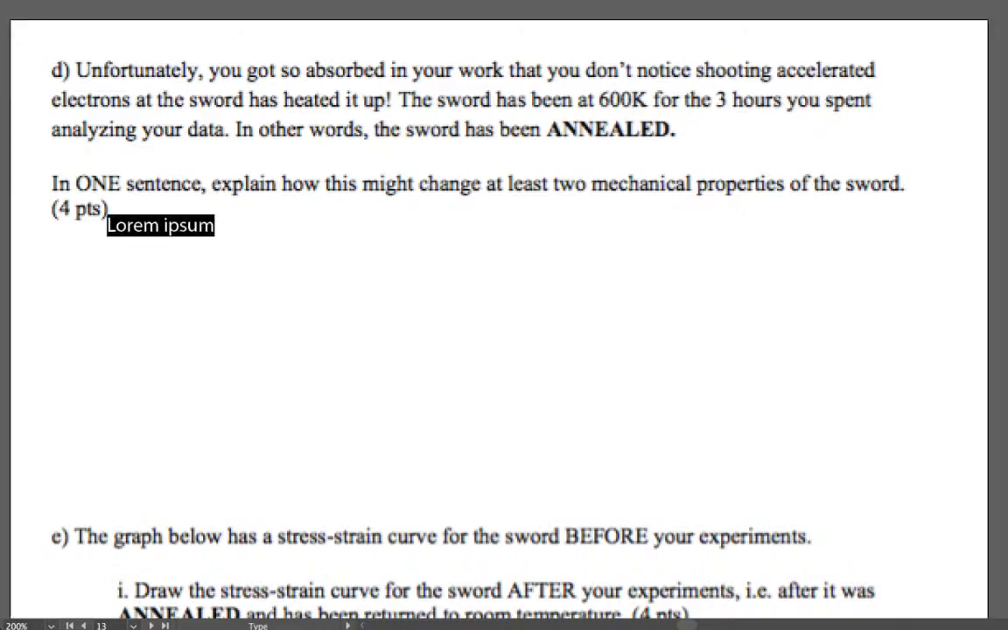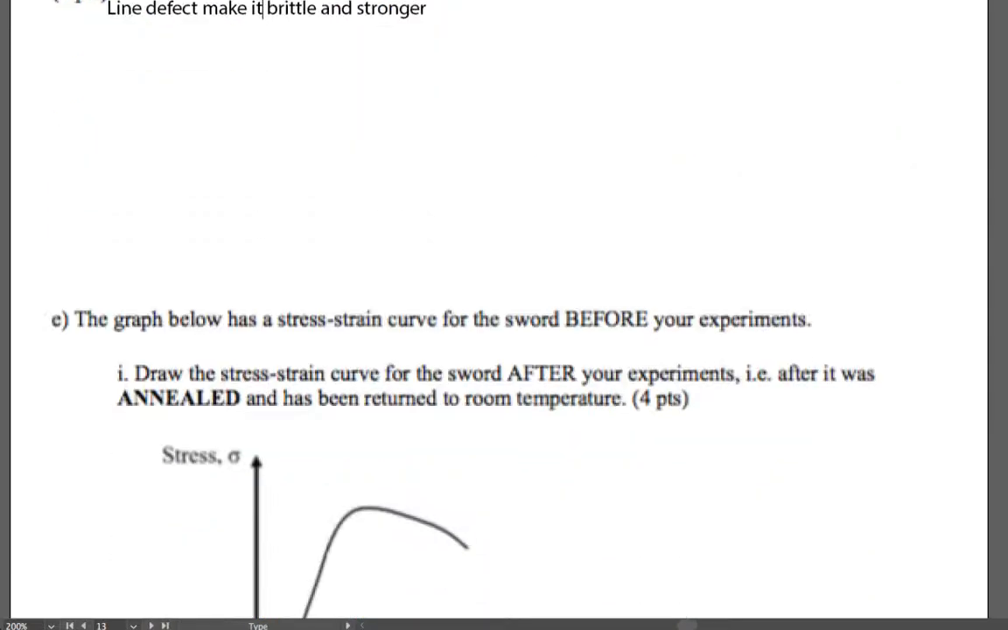Well, actually, I don't really know about annealing, but I believe it's all about the structure that will make it brittle and stronger. Because of the structure, it should change, or the defects. Yeah, the line defects make it brittle and stronger. So that's basically that. I have remembered what annealing is.